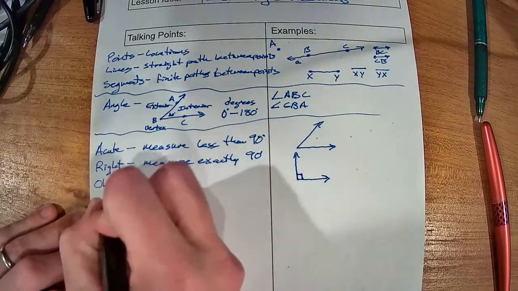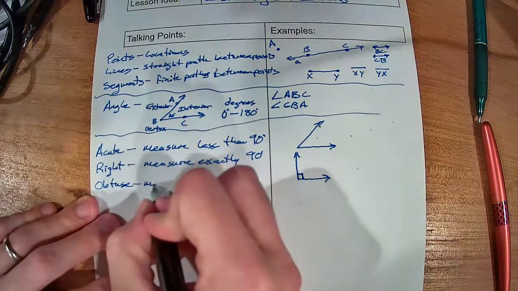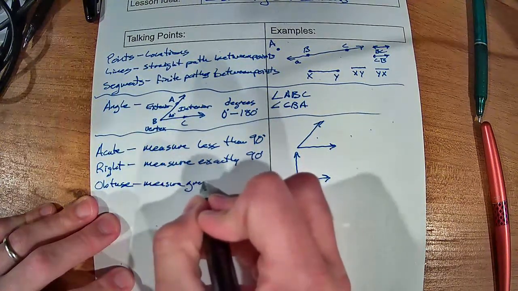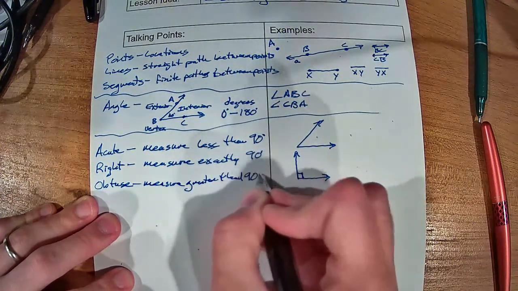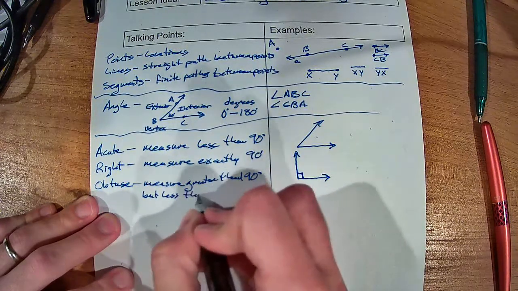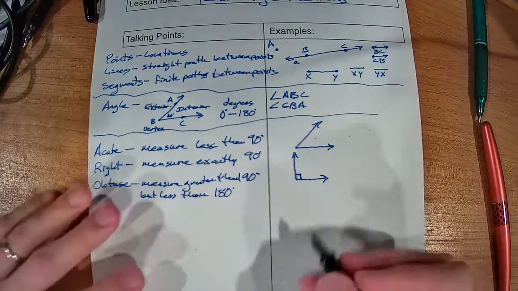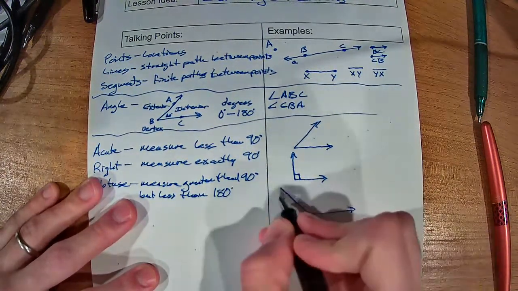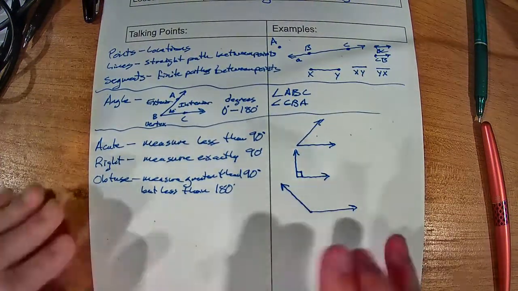And then, of course, we've got obtuse angles, and these measure greater than 90, but less than 180. All right. So an example of an obtuse angle could look something like this. So clearly more open than 90, but clearly not 180.